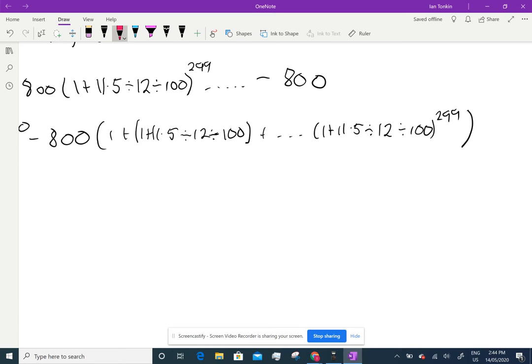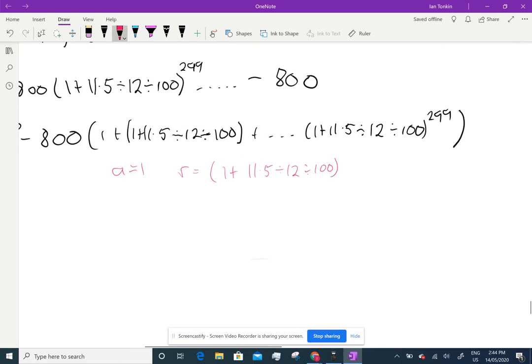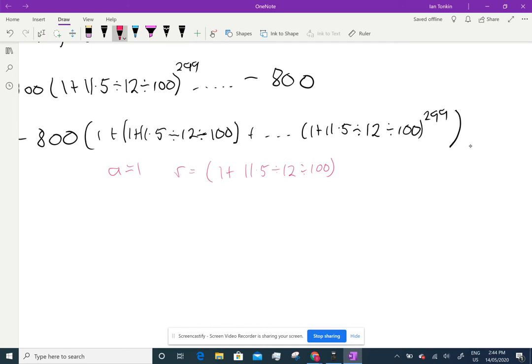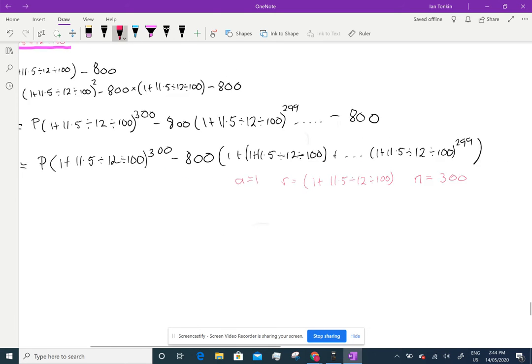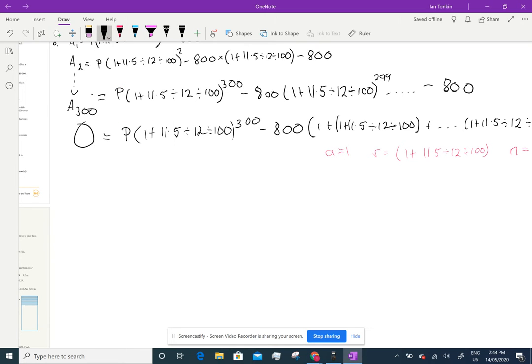Righto, I want my A. My A is 1. My R equals 1 plus 11.5 divided by 12 divided by 100. Now we could have used the rounded version of this, but over a long period of time, and N equals 300. There are going to be 300 of those. Now we know that there should be nothing left. So I'm going to take this over the other side.